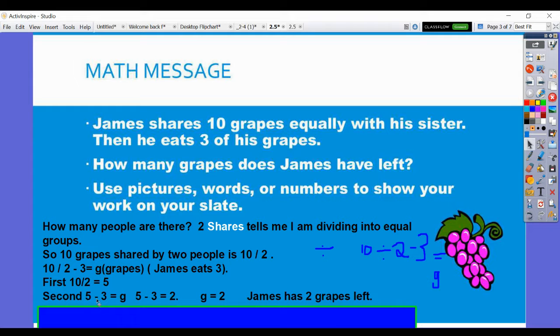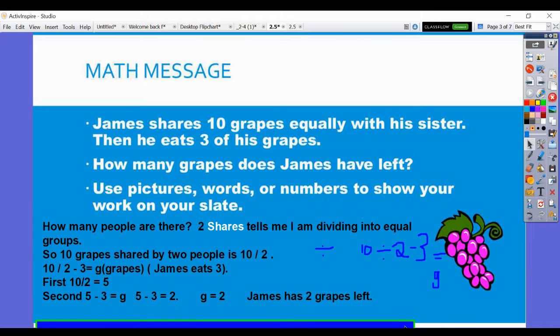So 5 minus 3 would equal G. The 5 standing for the grapes after he split them in half, minus 3 being what he ate, equals G. And 5 minus 3 equals 2. So G, grapes, equals 2. James has 2 grapes left. His sister must still have 5. We don't know if she ate hers or not.